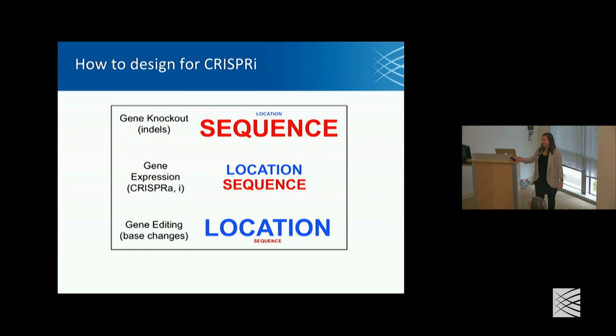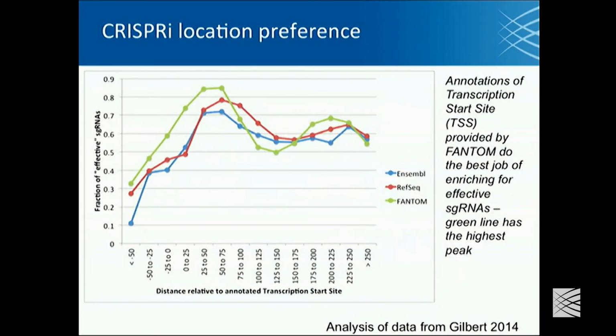So when you're designing guides for CRISPRa and CRISPRi, as I mentioned, with gene knockout, your sequence is so important. However, when you're looking at gene expression, there needs to be a balance between location and your sequence. So we are looking at CRISPRi location preference, and these are 3 different databases that annotate your TSS site. And it's really important that you have the best annotation possible so that you can have the best guide design possible.